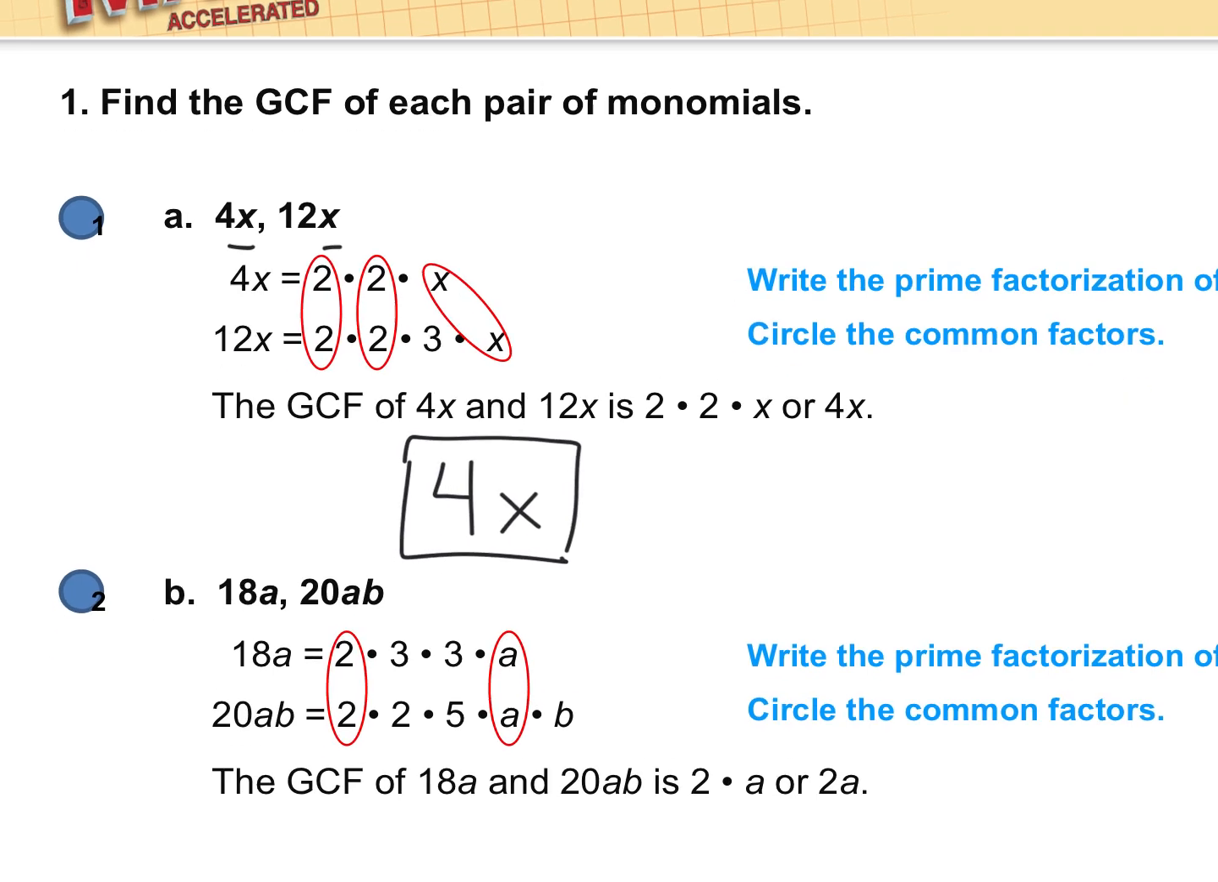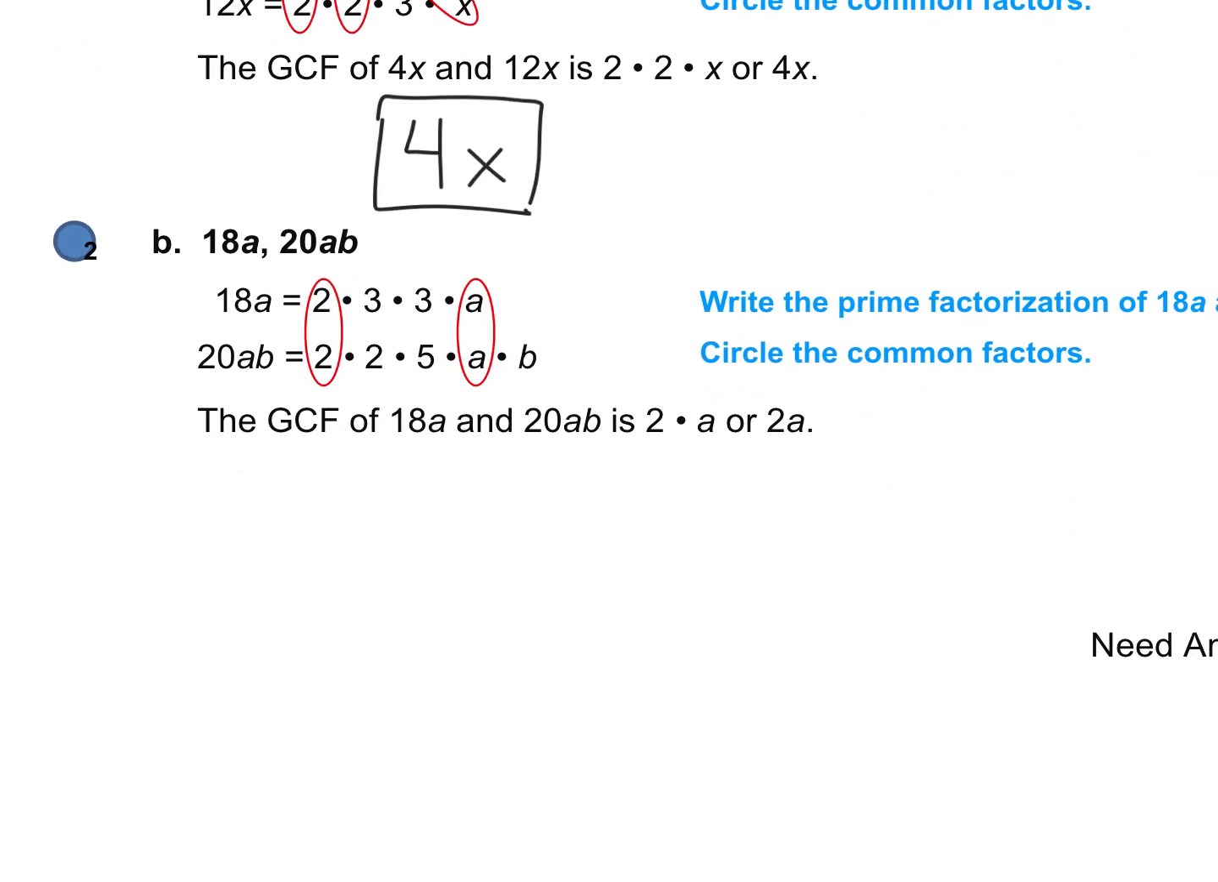Okay? Looking at B, is it as easy to look at 18 and 20 and find a common number? It is 2. Okay? What can we do if we did not know, for guess and check purposes? Factor trees, right? But seeing it, we see 2. And then what else do they have in common? The A. Can we put the B on the greatest common factor? No, why not? It's not on both, right?